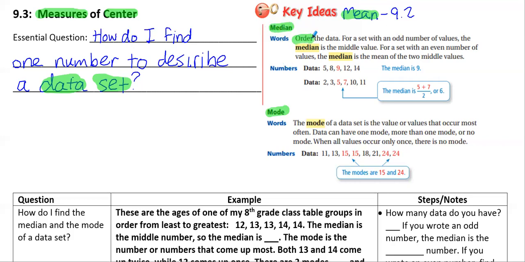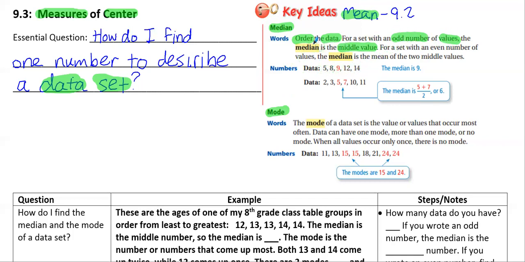You order the data from least to greatest. Oh, students always forget to do that. And for a set with an odd number of values, the median is the middle value. Let's go to an example, an odd number of values. Look at this data set: 5, 8, 9, 12, 14. There are 5 numbers in this data set, so there are an odd number of values.